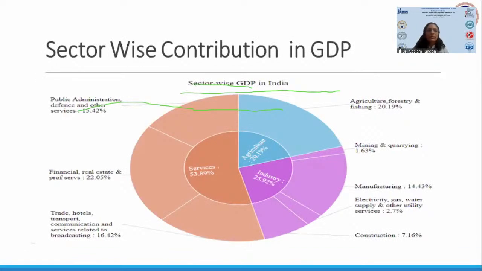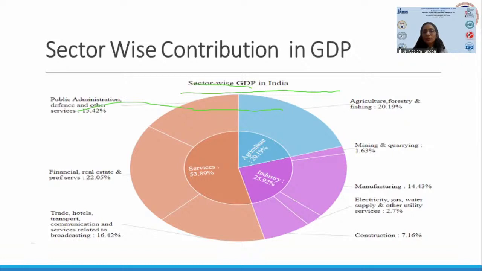So you can see here sector-wise contribution of GDP. You can see here what is the contribution of different sectors. Sector-wise, you can see GDP contribution in agriculture sectors, fishing, mining is just 20%. Public administration defense is 15.42%. Then financials and real estate is 22%. What is the significance of sharing this with you people? To tell you that in the agriculture sector, people employed are more, but their contribution in national income, in GDP, is less. That is why Government of India is working on strengthening the agriculture sector.